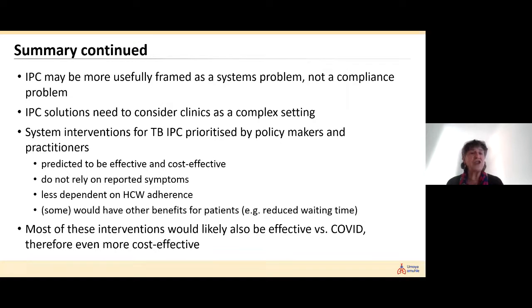The system interventions for TB IPC, which were identified and prioritised by our policymakers and practitioners, were predicted to be effective and highly cost effective. Generally, they don't rely on reported symptoms. Many of them are less dependent on healthcare worker adherence, and some would have other benefits for patients, such as reduced waiting times. And as we've said, the data collection was done pre-COVID.